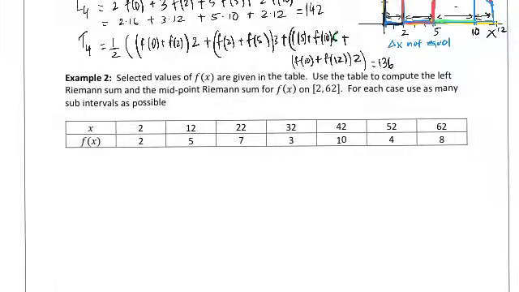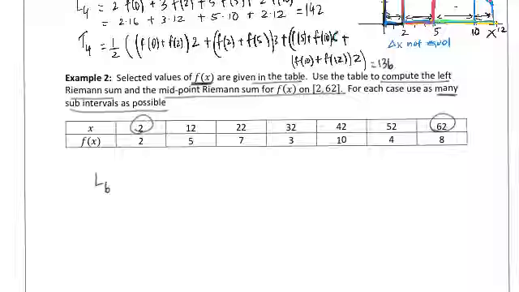Okay. So let's go on, pause the video, and try to do example 2. We're looking at selected values of f in the table, and we're using the table to compute the left Riemann sum and the midpoint Riemann sum for x from 2 to 62, and we're trying to use as many subintervals as possible. So let's begin with the left Riemann sum, L6. Pause the video and see if you can write down the setup and the answer.